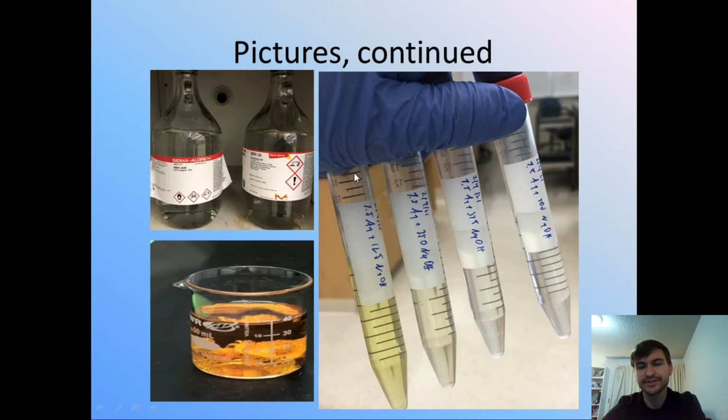So on the right, we see this gradient. It's a little easier to see in person, but the left has the least amount of sodium hydroxide base added to the gold, and then increasing amount makes the solution more colorless.